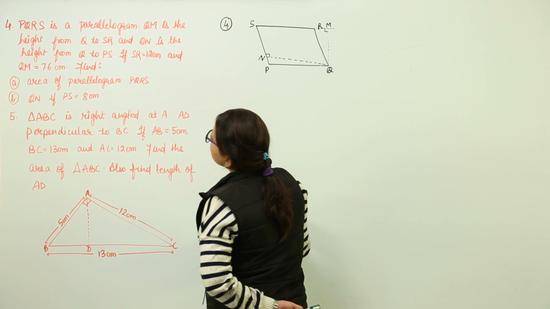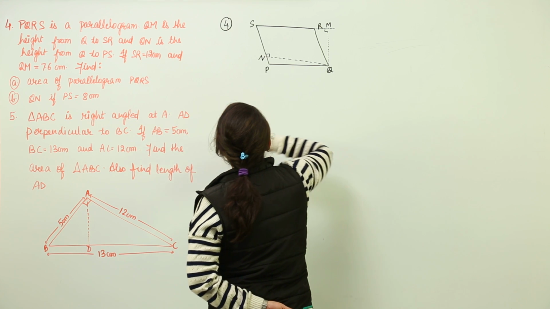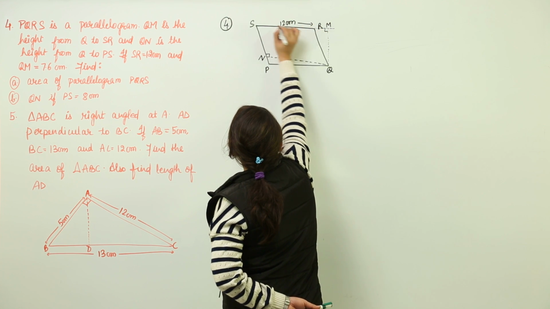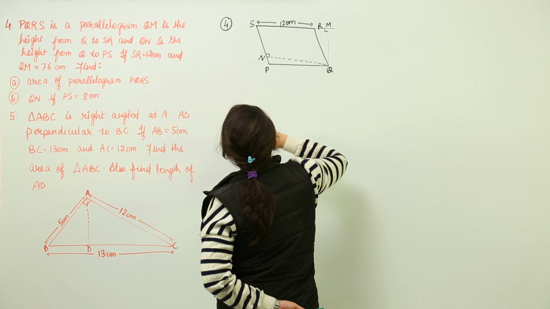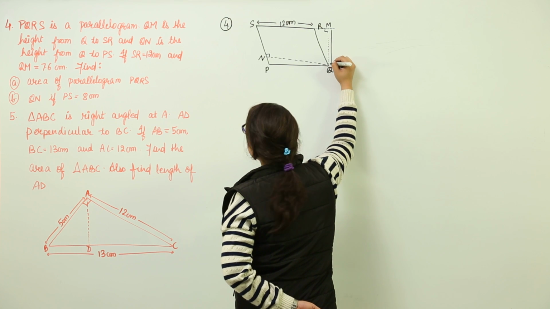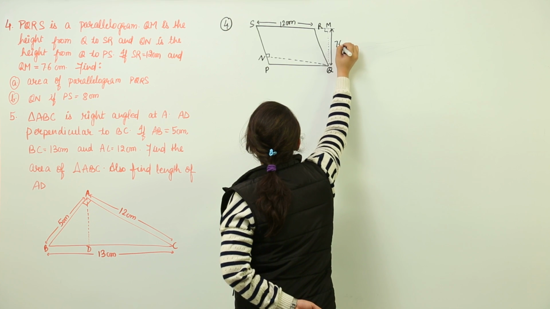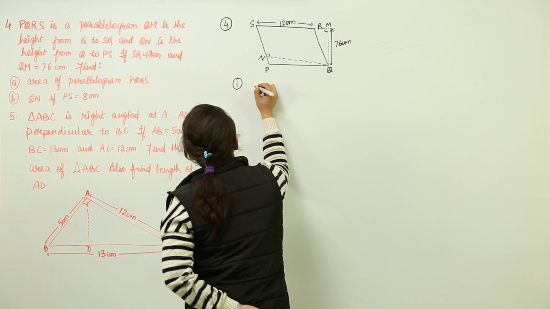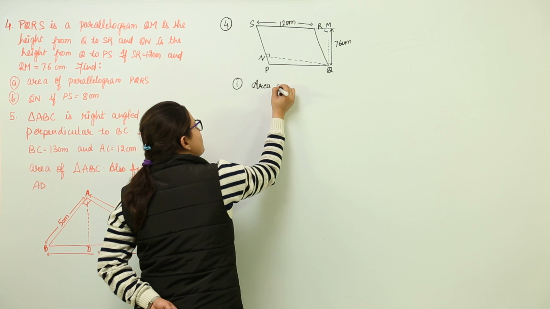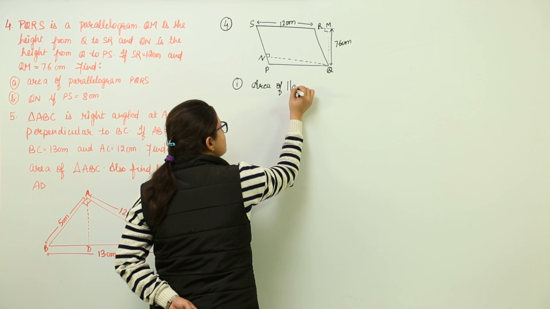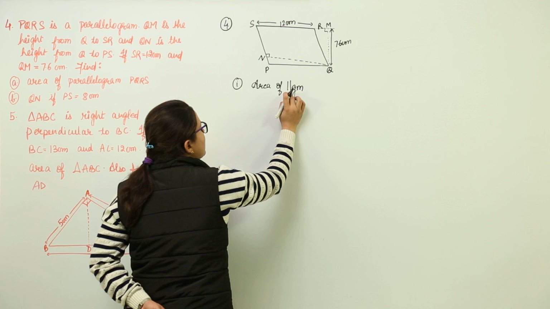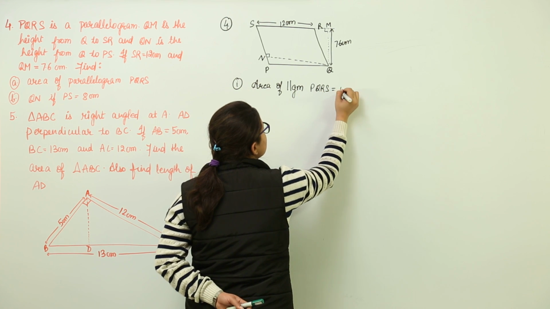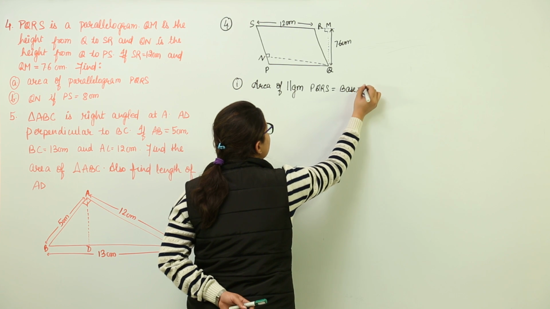Now we have been given the measurements of SR, which is 12. SR is given as 12 centimeters. QM is given as 7.6 centimeters. We have to find out the area in the first part. So we know area of parallelogram, I am writing this in short form, this represents parallelogram PQRS, equal to base into height.